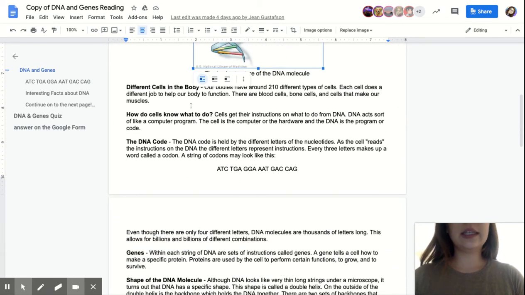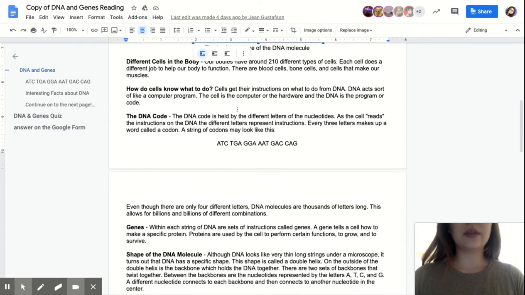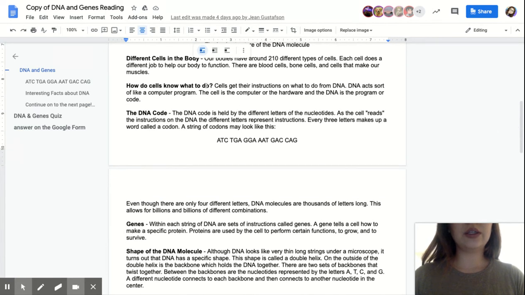Different cells in the body. Our bodies have around 210 different types of cells. Each cell does a different job to help our body to function. There are blood cells, bone cells, and cells that make our muscles. How do cells know what to do? Cells get their instructions on what to do from DNA. DNA acts sort of like a computer program. The cell is the computer or the hardware, and the DNA is the program or code.